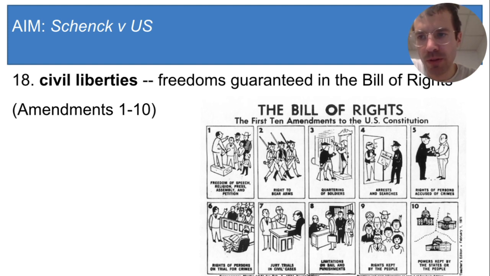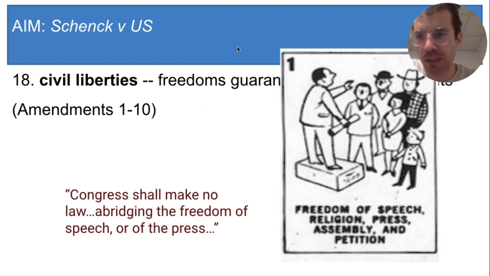The civil liberty that we're going to focus on today is freedom of speech, which is a right guaranteed by the First Amendment. The First Amendment says that Congress shall make no law abridging the freedom of speech or of the press. Today, you are going to learn about the government's decision to restrict the First Amendment during World War I, and about a major court case that resulted from that decision.